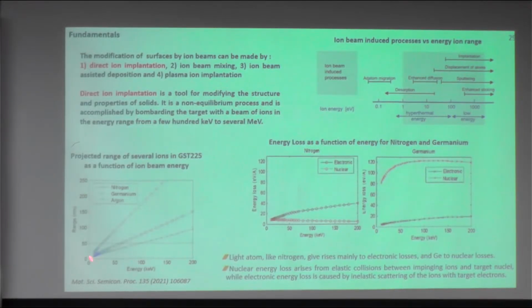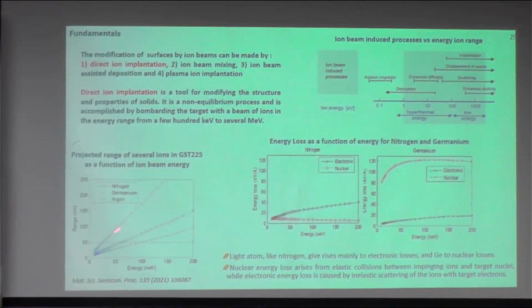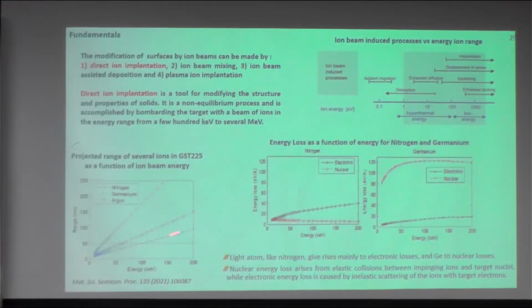This is an energy dependent process, and also an ion dependent process. If you look here, the penetration depth of nitrogen, this is germanium and this is argon. Nitrogen is the lightest element here, and you can see that it can go into the GST 225 to a high depth. Germanium does not go so far into the solid.